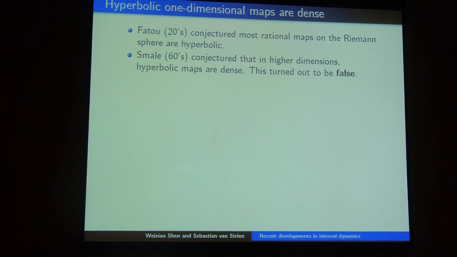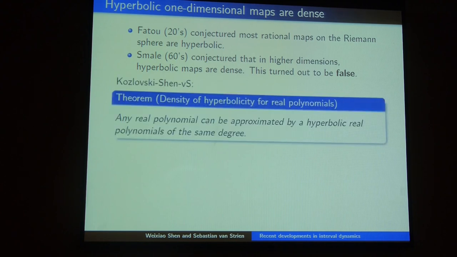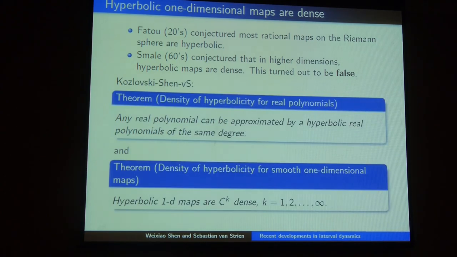And now Fatou and Smale already conjectured that this is going to be dense, and Smale's conjecture was in arbitrary dimension, which of course turned out to be false. But in the one-dimensional case, it turns out to be true. And of course, Kozlovski, Shen, and myself had this result that real polynomials can be approximated by polynomials of the same degree which are hyperbolic, and also that if you take a smooth map, then you can approximate it by a hyperbolic smooth map.